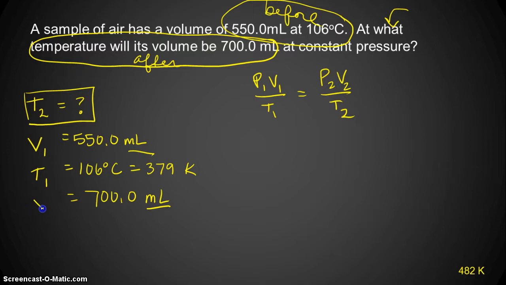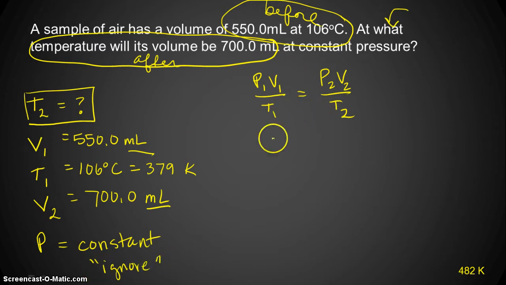And this is going to be another volume, the volume in my after scenario, so I'm going to call this V2. And then they tell me that the pressure is constant, which means I can ignore it in the combined gas law equation. So I can only ignore things when I'm using the combined gas law. To ignore it, I'm just going to pretend that it's not part of the equation because it's going to be the same on both sides, and so it won't affect my math.